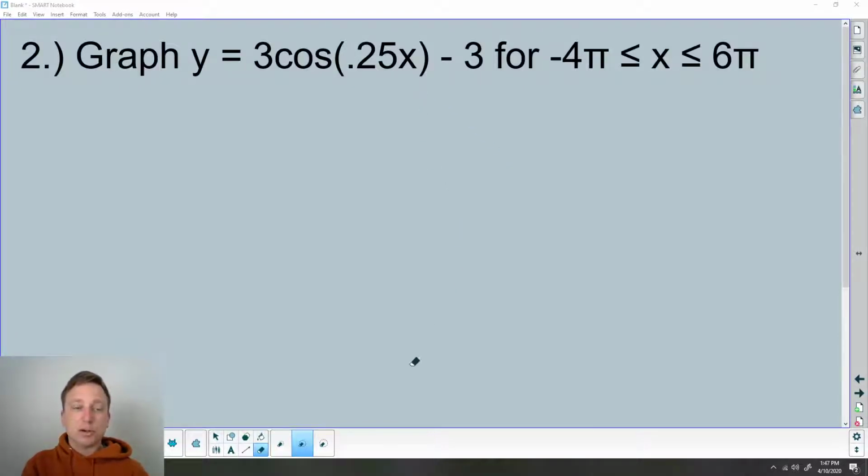Hi everyone, welcome back to question 2 of this week's practice. For this problem as well, we're graphing a trig function that has been transformed in some way. If we want to work through those transformations, let's go ahead and do that right now.